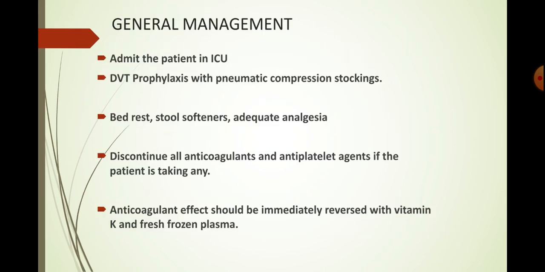Now, how do you generally manage subarachnoid hemorrhage? Just like intracerebral hemorrhage, admit the patient in ICU. Secure their airway, breathing, circulation. Give them DVT prophylaxis. Ask them to go for bed rest, stool softeners, adequate analgesia, and so on. And then the most important thing, you have to discontinue the anticoagulant and antiplatelet drugs if the patient is on any. And if the patient has an anticoagulant effect, how do we reverse it? By giving them vitamin K and fresh frozen plasma.